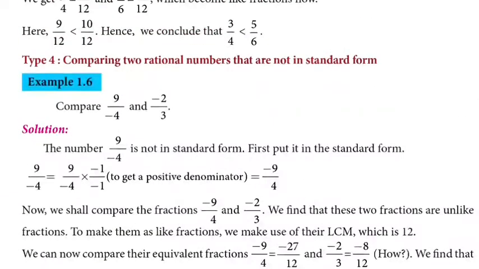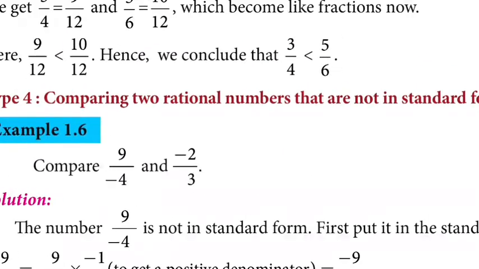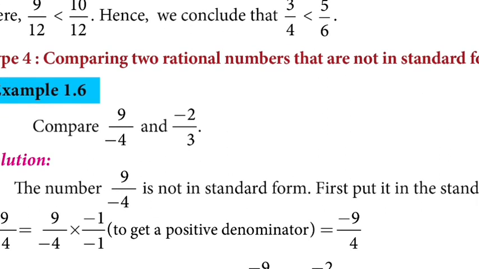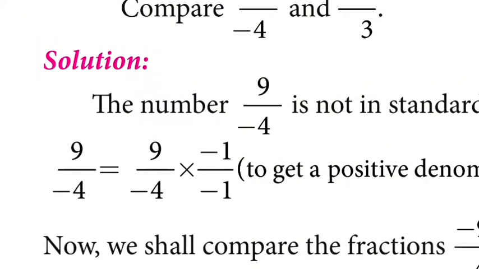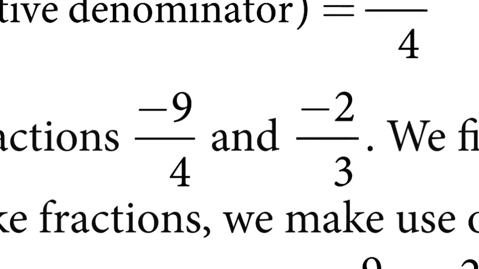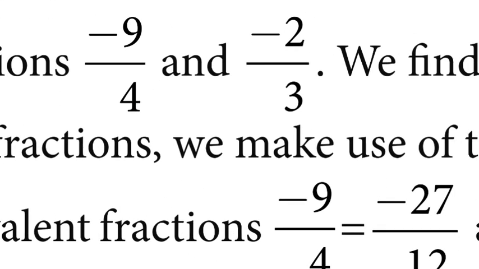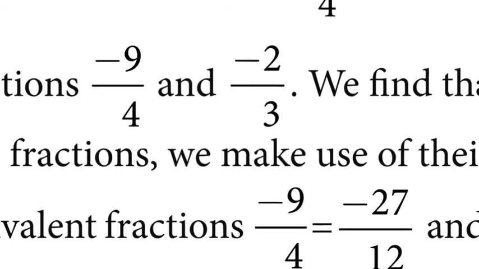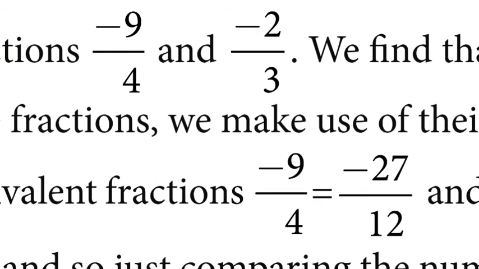So we will do it again. Compare 9 by minus 4 and minus 2 by 3. You make 9 by minus 4 into standard form. That's why you multiply minus 1 on numerator and denominator, then we get minus 9 by 4. Next it becomes the last model sum, that is same sign but different denominator. So minus 9 by 4 and minus 2 by 3. We find the LCM of 4 and 3. 4 and 3 do not have a common divisor, so multiply 4 and 3, we get 12. So 12 is the LCM of 4 and 3.